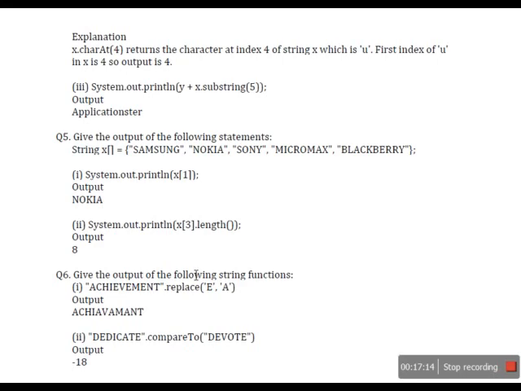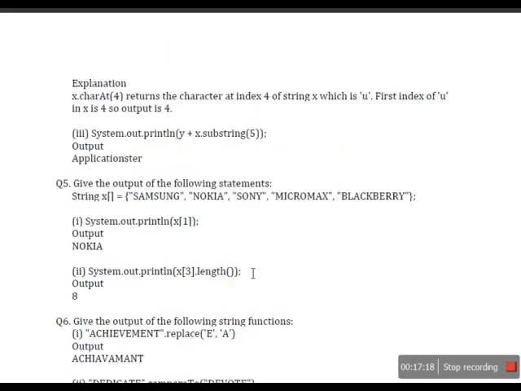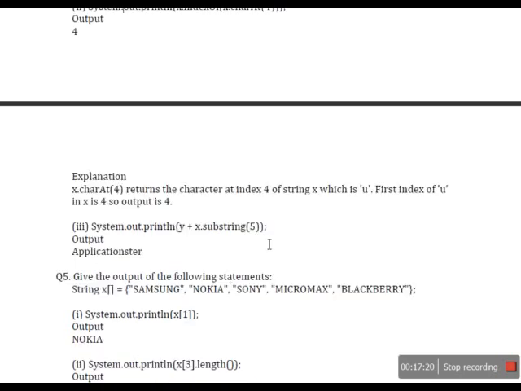And then after this, we have Y plus X dot substring of 5. That means the string starts from the 5th index. First we take the value of Y as it is, that is application, followed by the elements starting from the 5th index. So this is TER.